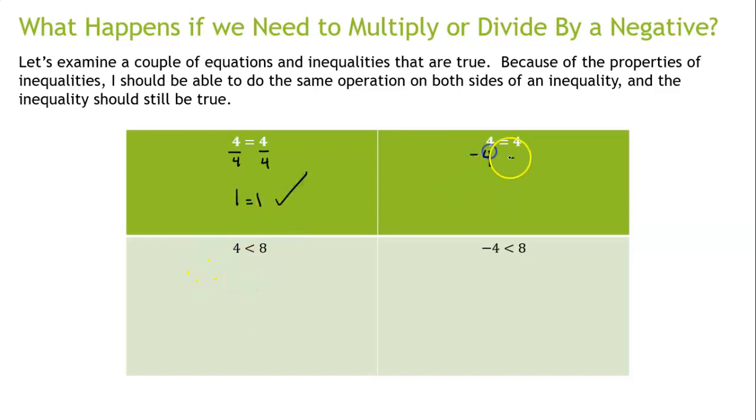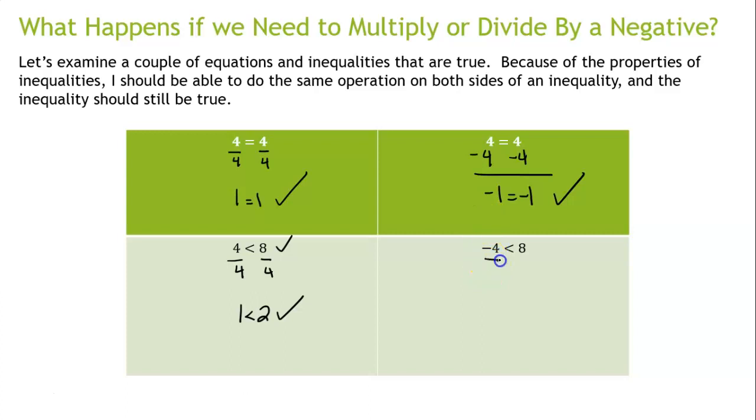That works whether I divide by a positive or a negative 4. 4 divided by -4 is -1. 4 divided by -4 is -1, so that's still true. It should still work the same way with an inequality. If I divide both sides by 4, 4 is less than 8, that's true. Divide both sides by 4, I find out that 1 is less than 2, and that's still true.